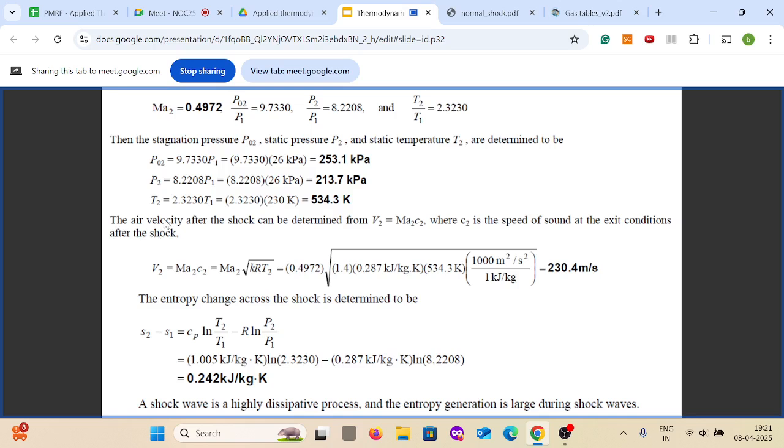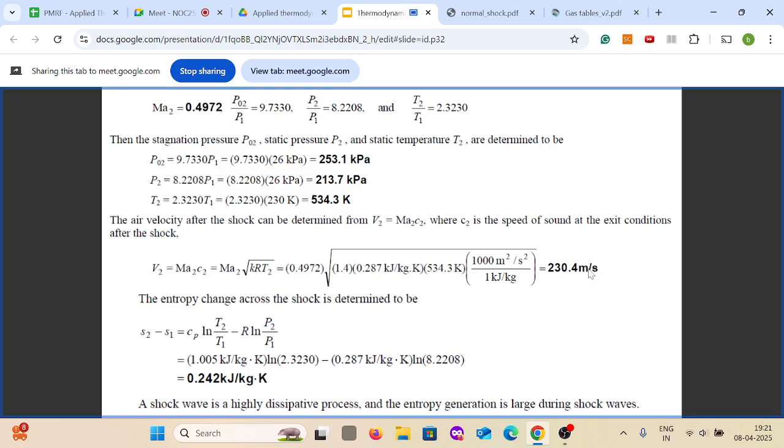Now we need to find out the velocity. So velocity is again Mach number into speed of sound. So Mach number we have found out 0.4972 into speed of sound, which is root of gamma RT. So 0.4972 into root of 1.4 into 0.287 into temperature which we have found out, 534.3, into 1000, so it gives you 230.4 meters per second.